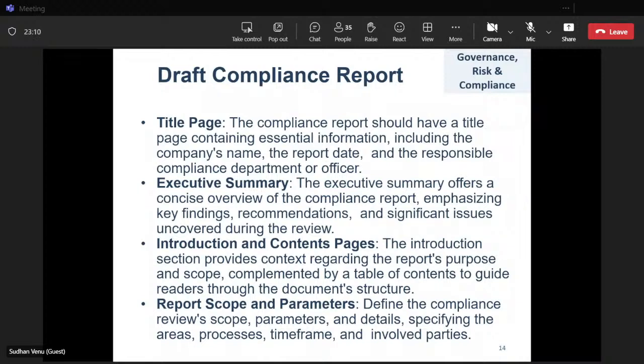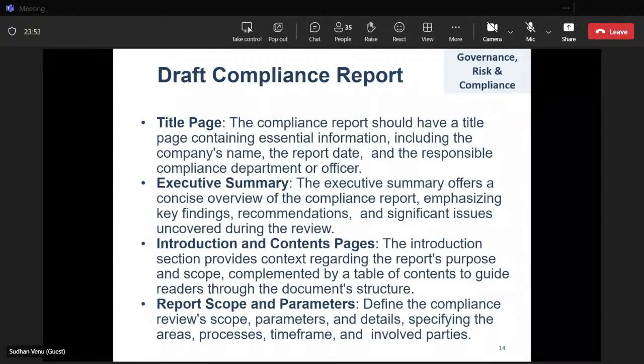Sorry, if the complaints officer is going to make any report, that is a complaints report, before that they will make a draft, and the draft will be evaluated in terms of making the perfect complaints report within the organization. The first one is the title page, which should contain the essential information, including the company's name, the report date, and the responsibility of the complaints department or officer and the executive committee, emphasizing the key findings, recommendations, and significant issues uncovered during the review.